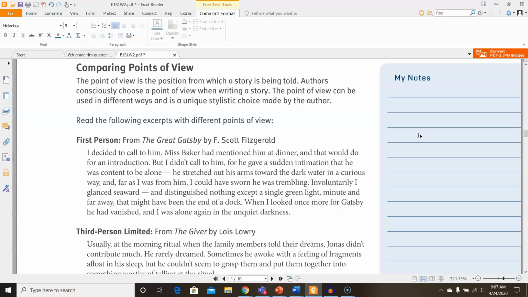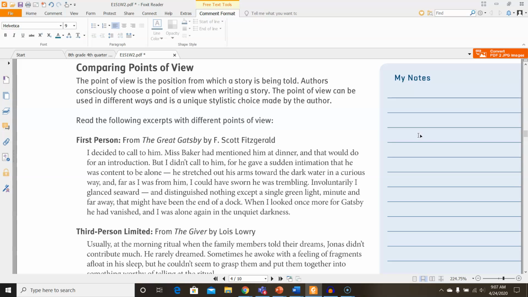Once you're done with that, comparing points of view. So, let's talk about the different kinds of point of view that a story can have. The point of view is the position from which a story is being told. Authors consciously choose a point of view when writing a story. The point of view can be used in many different ways and is a unique stylistic choice made by the author. So this is really important.